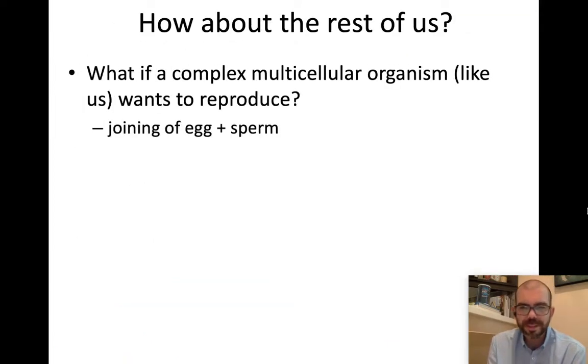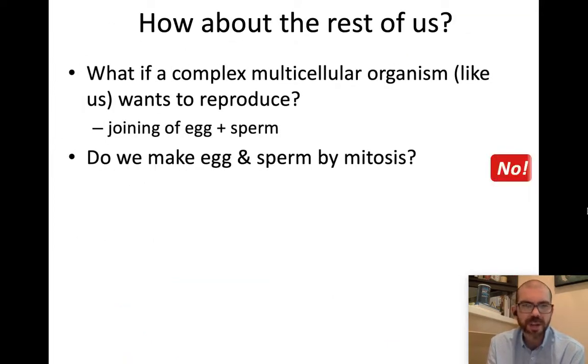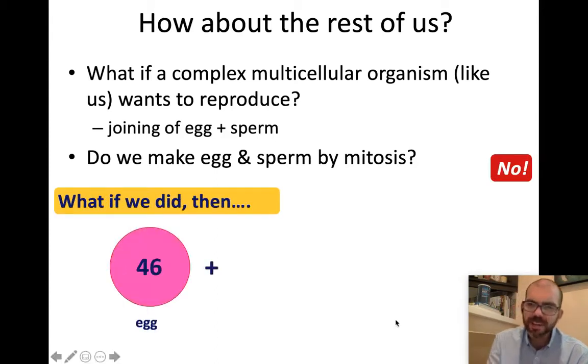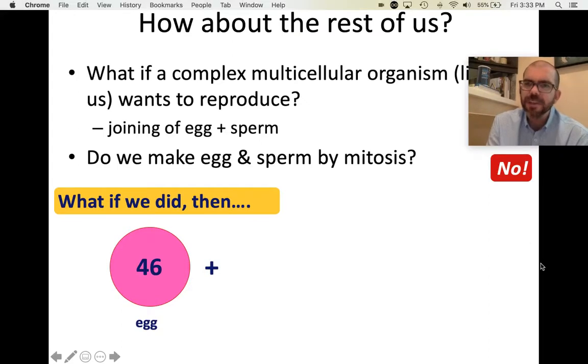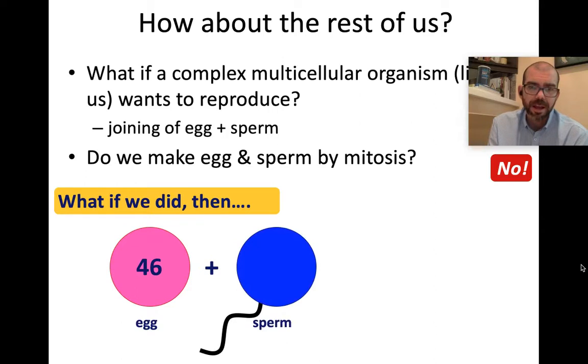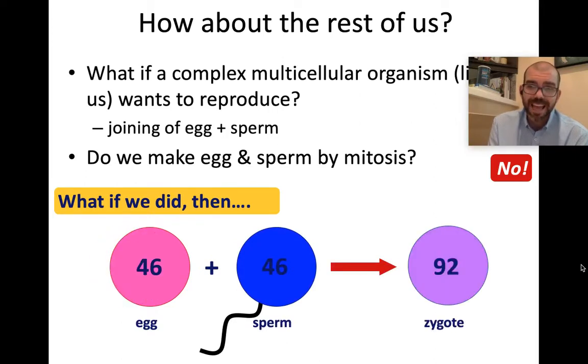So with the rest of us, when you get more complex and you look at multicellular organisms, we can't do the same thing. Let's imagine that we did mitosis, and that was our primary method of reproduction. So here's an egg. Let's say it has 46 chromosomes, because humans, we have 46. And here's a sperm with 46. That means the zygote, the fertilized egg, is going to have 92 chromosomes. That is not going to work. That's way too much DNA.